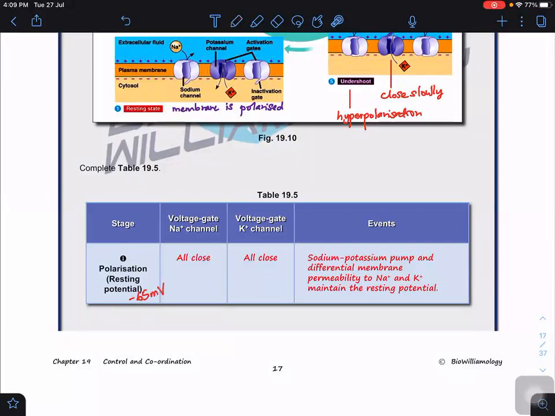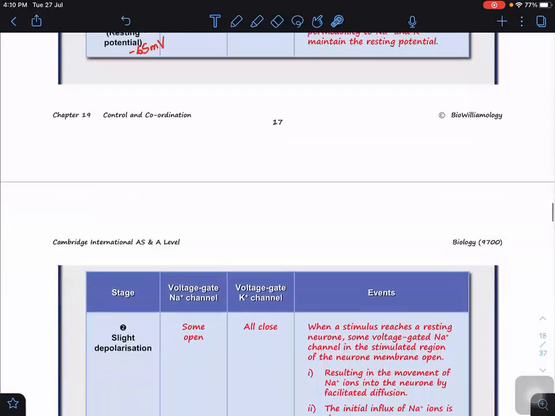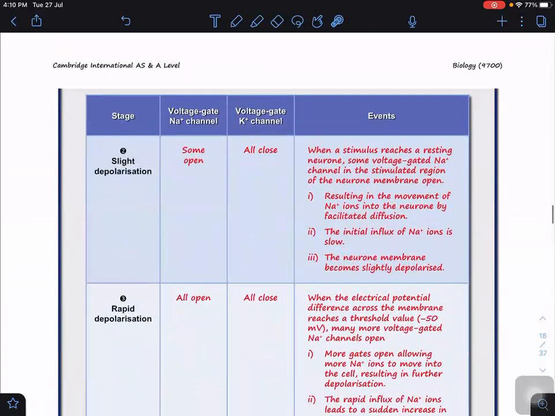What happens here is the voltage gated sodium ion channel and voltage gated potassium ion channel, all of them are closed. So what are the events? The sodium potassium pump and the differential membrane permeability to potassium and sodium maintain the resting potential. So two methods: the sodium potassium pump and the difference in membrane permeability. Then we continue with the slight depolarization at phase number 2.